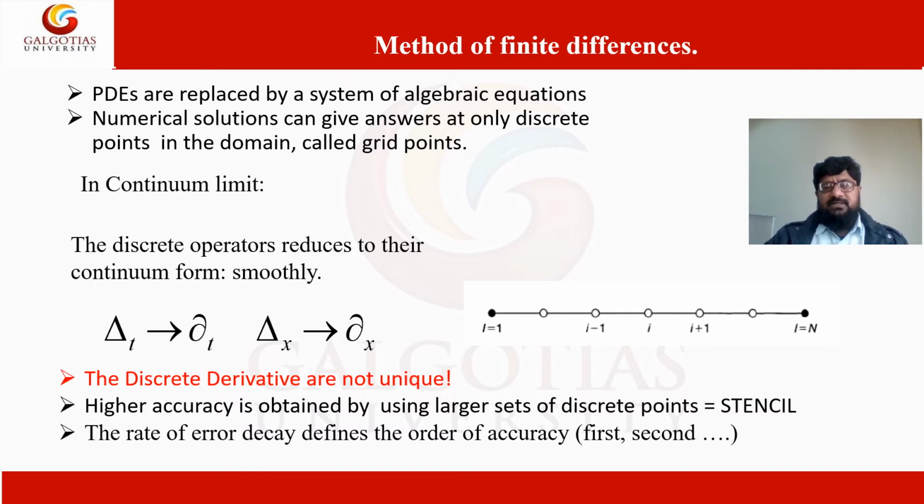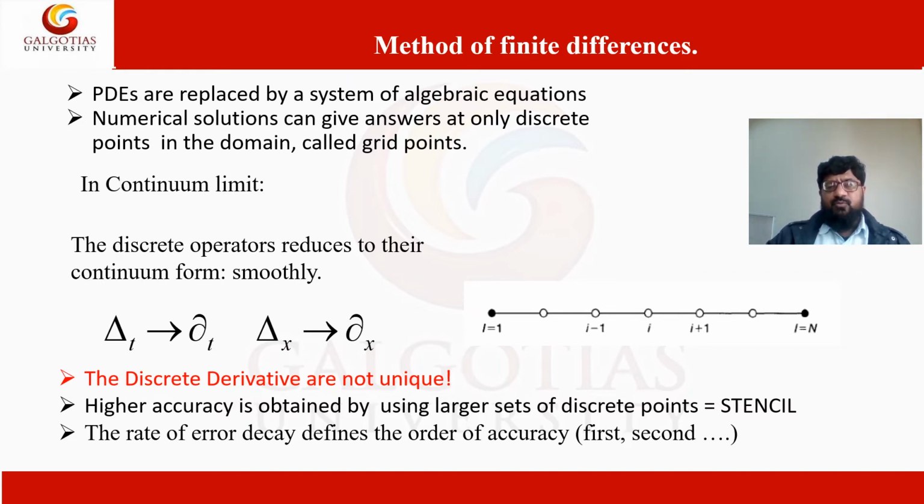So as much as the information or the number of nodes included in calculating the equivalent of del f by del x, the accuracy will increase. We will show you later how the accuracy increases by including more and more points. So this structure is called a stencil. And stencil means how many points we have used and what is the strategy to use points in your finite difference approximation.